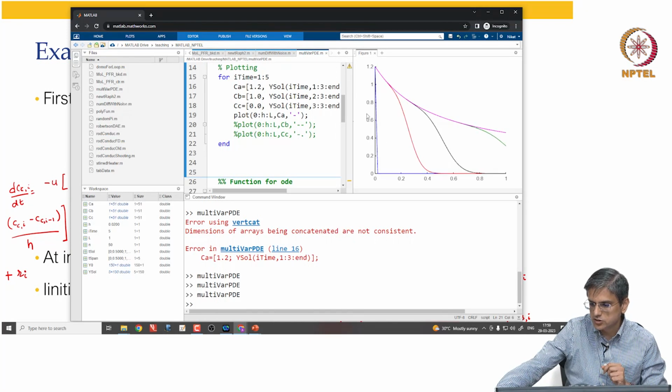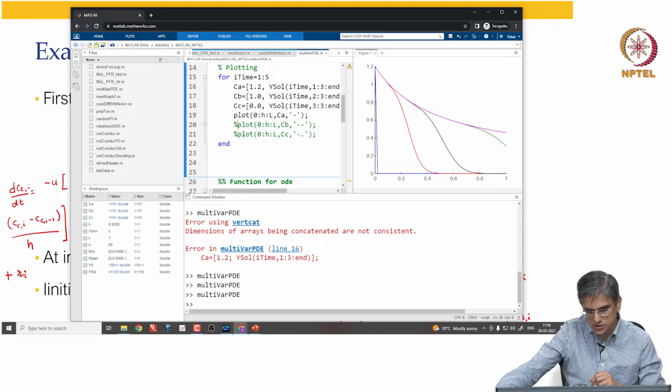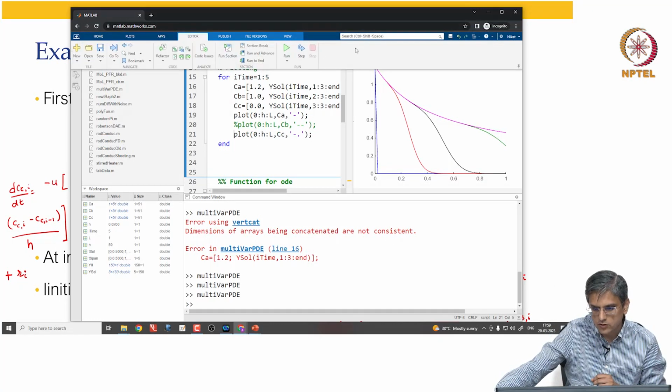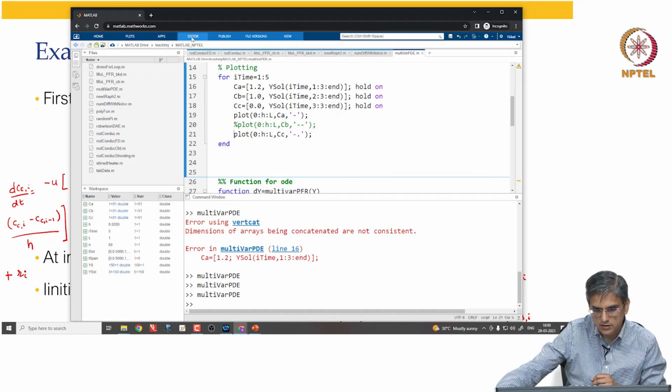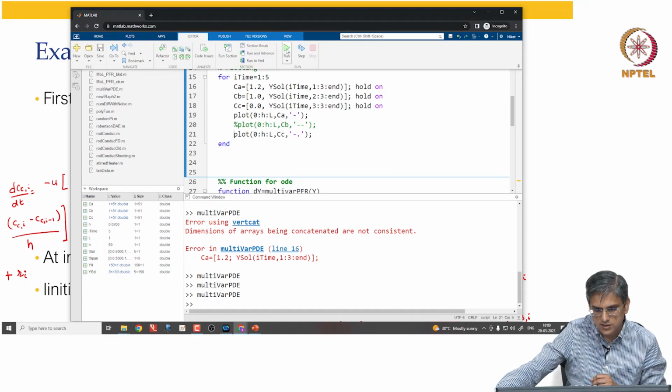Okay, so this is the concentration of A at time 0, at time 0.5, at time 1, at time 2 and at time 5. Now let us see what the concentration of C is going to be also. So I will hold this and I will run. Let us run and see.